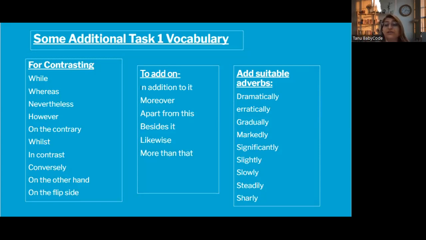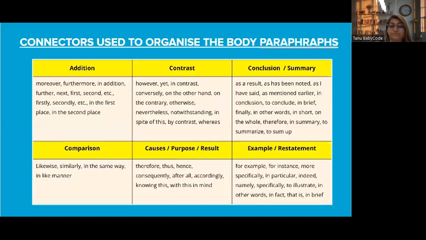When you want to add something in addition to it: moreover, apart from this, besides, likewise, more than that. And you can see the suitable adverbs also. You can add them: gradually, dramatically, erratically, significantly, slowly. So please save this vocabulary with you so that you can use it whenever you want to support your report writing and you want to score higher.